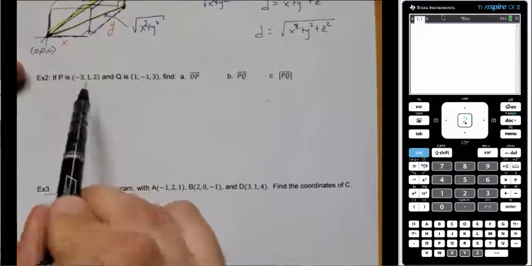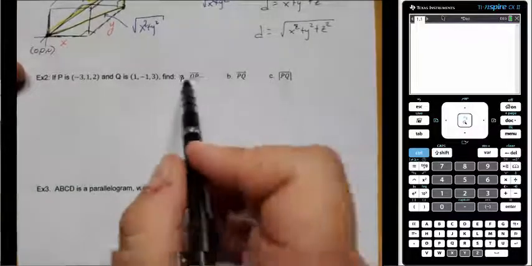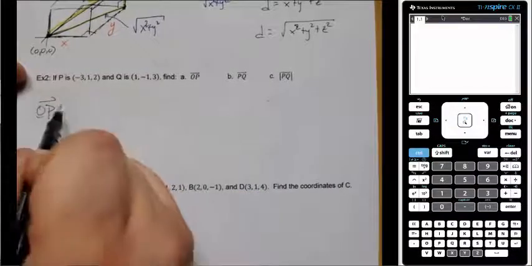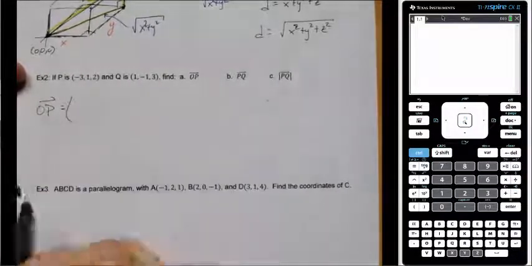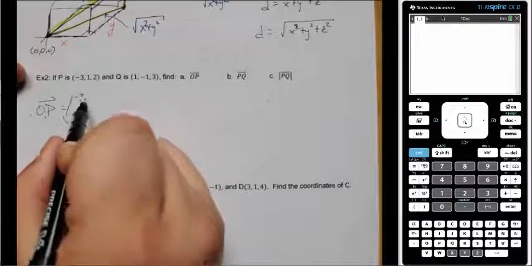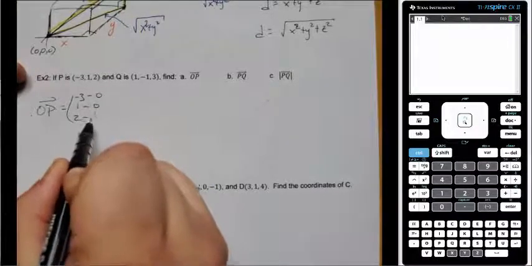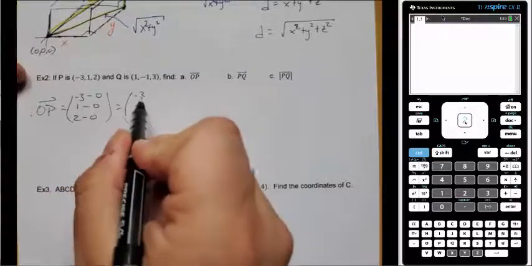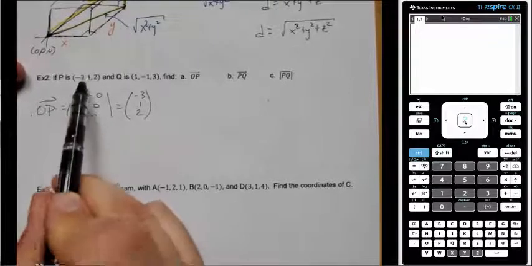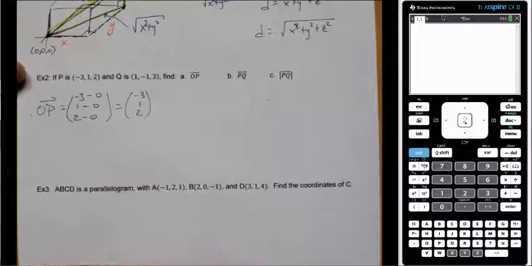So P is at this coordinate, Q is at this coordinate, and we want to know what a few of these vectors are. From O to P, O is always the origin, this would be terminal minus initial, so the x component would be P minus O, and so on for each component: -3, 1, 2. Not coincidentally, the vector from the origin to a point is the position vector, which is just the coordinates in component form.